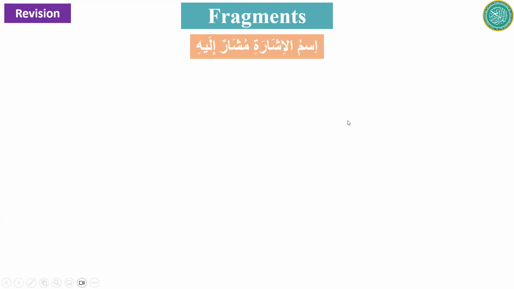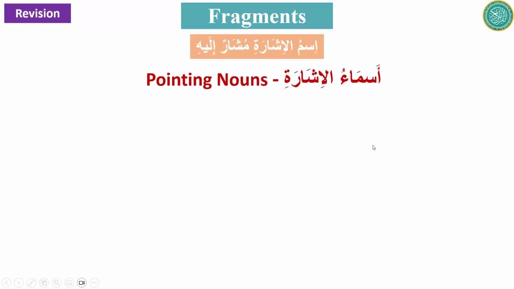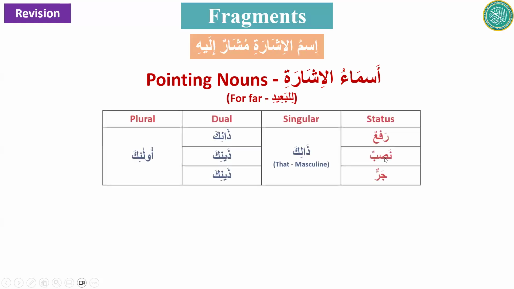Haza, hazani, hazaini. Come on, what are you doing? For far, not for near. Haza is for near. Okay. What is for far? Zalika, Zanika, Zainika, and Ulaika.